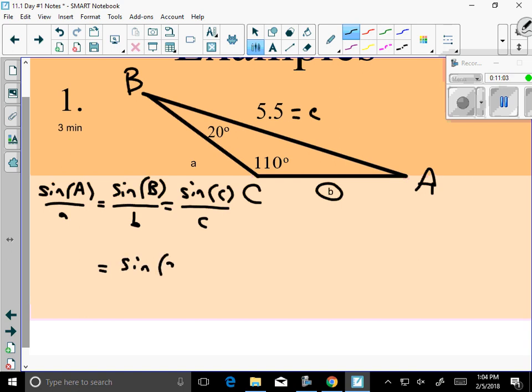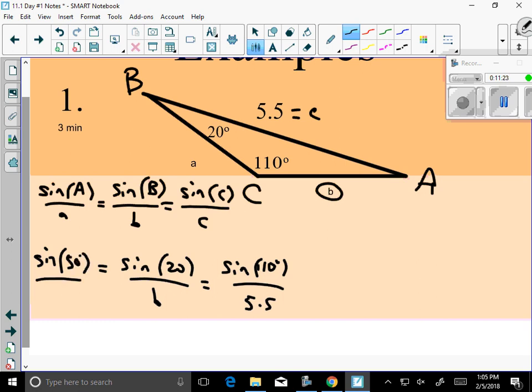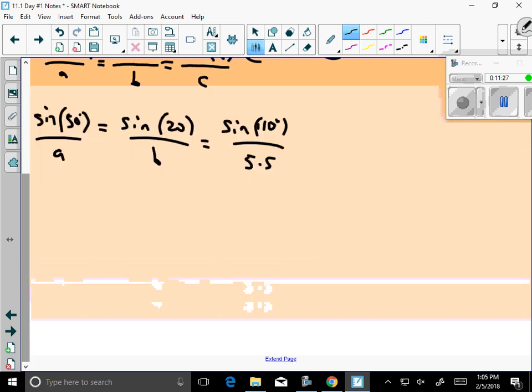B's measure is 20. Do I know side B? No, I don't. I know angle C is 110. Do I know side C? Yes, I do. Do I know angle A? We just said 180 minus 110 minus 20, so that'd be 50. Do I know side A? No, I don't.